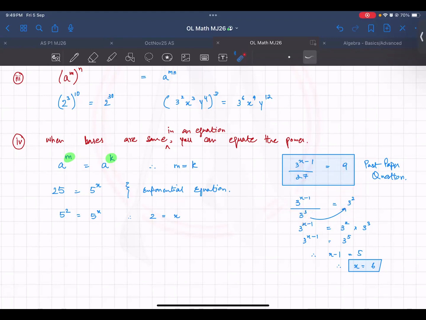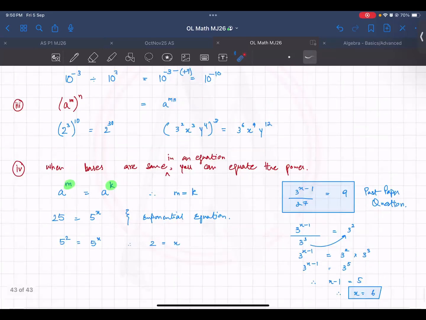ठीक है, यहाँ तक क्लियर है? जी. अब ये 3 square वहां जाए, 3 cube वहां जाके मल्टीप्लाई हो जाएगा. So what would happen? Now you have the same base 3, and they're multiplying, so powers would add. So 2 plus 3 is 5: 3 to the power of 5. Now you have the same base on either side. So when you have the same base on either side, you can equate the powers. So the powers are x minus 1 and 5, so you can equate them. And so your x comes out as 6.